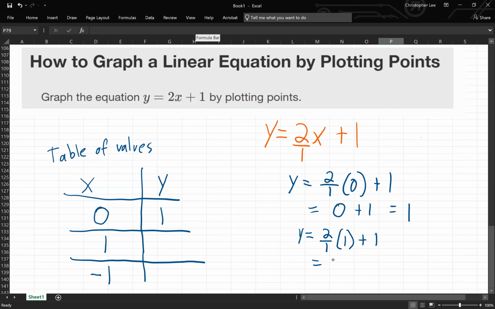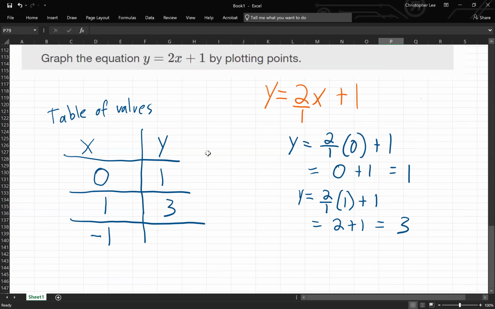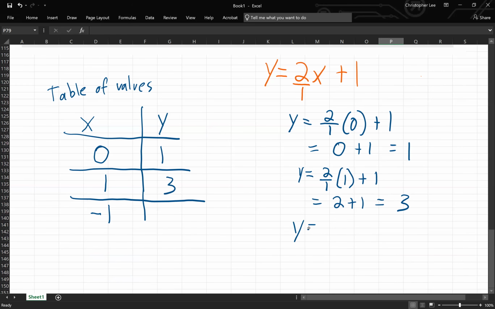So this is 2 times 1 is 2, plus 1. Somebody real quick, count on your fingers. What's 2 plus 1? 3. Appreciate y'all. All right, a little bit harder. y is equal to 2 over 1 times negative 1 plus 1. So what's 2 times negative 1? Negative 2, plus 1. So what's negative 2 plus 1? Negative 1. Very good. And that's it.